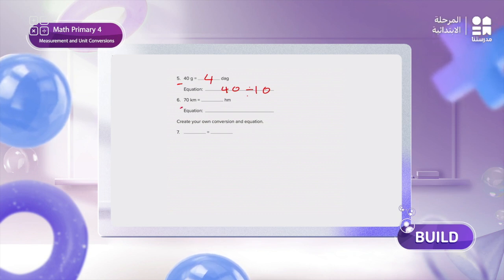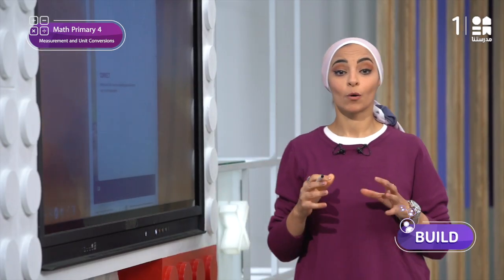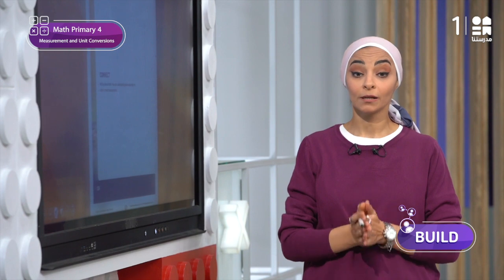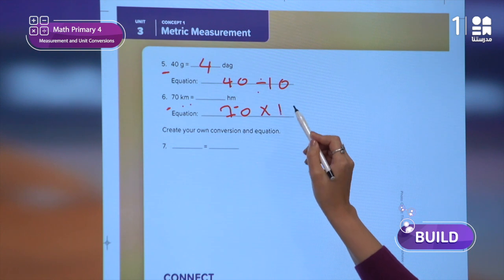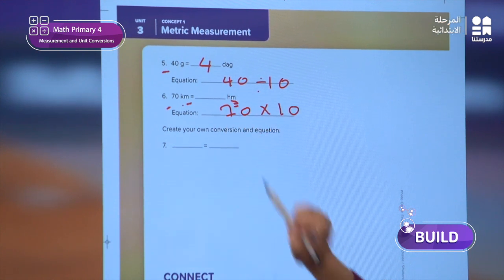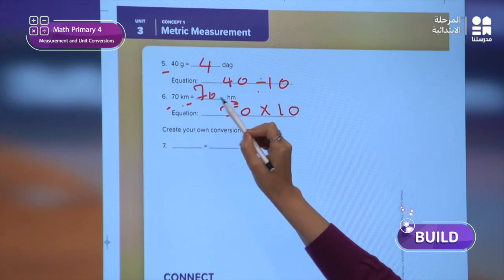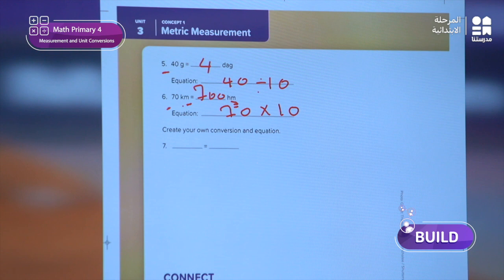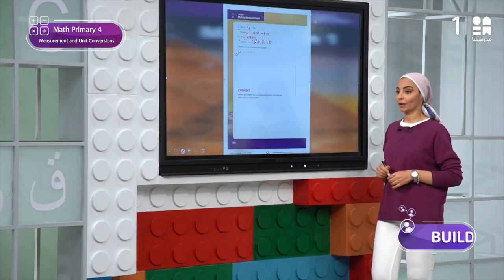Now, let's move to problem number 6. Here, the same way. He's asking me 70 kilometers equals how many hectometers? Yes, 7 يبقى what is the equation? Equation here this time بقى هعمل times. هعمل 70 times 10. ليه؟ عشان to go from kilometer to hectometer. 70 times 10 equals what? Equals 700 hectometers. Now we have a chance to come up with an example and explain its equation in example 7. So make example 7 in your own way.